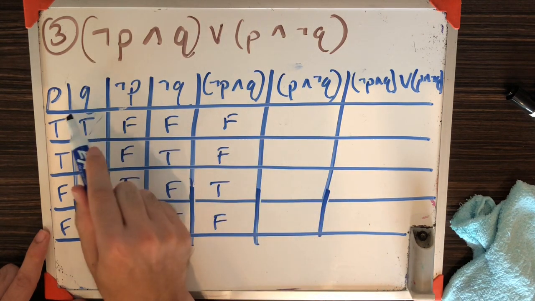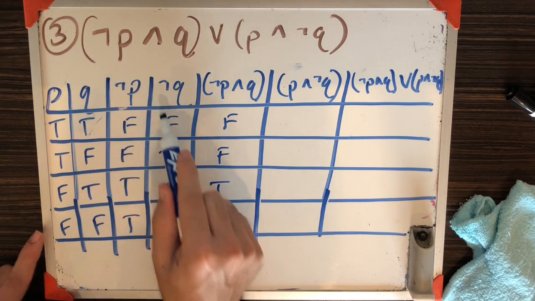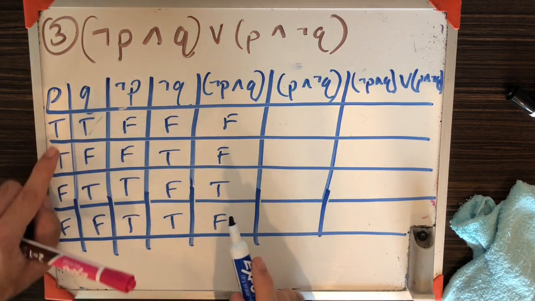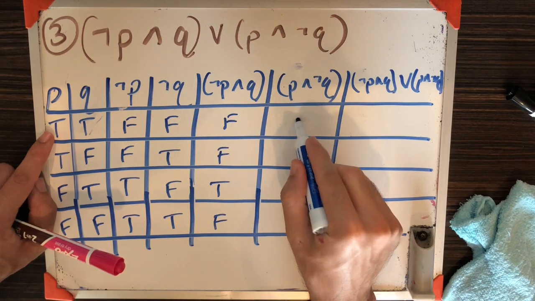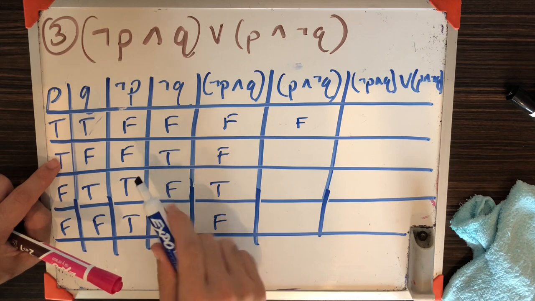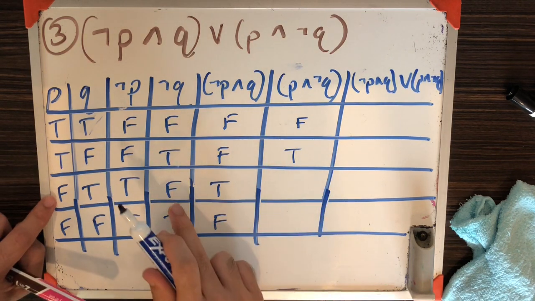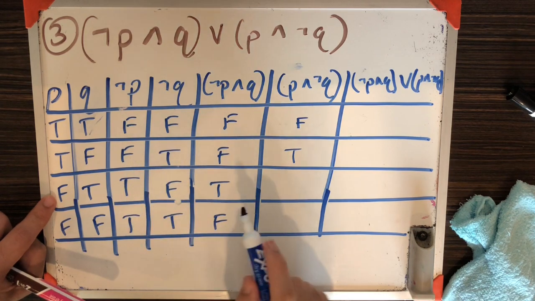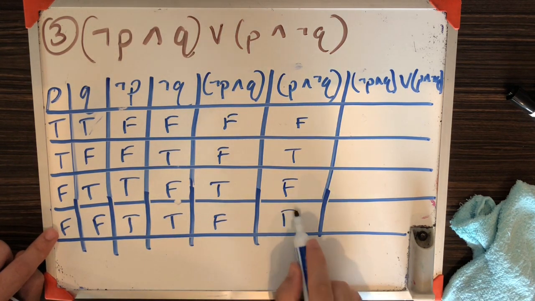Now let's look at P and negate Q. So looking at this one and this one. True and false, well, that would be false. True and true, that would be true. False and false, okay, that's false. False and true, that's false.